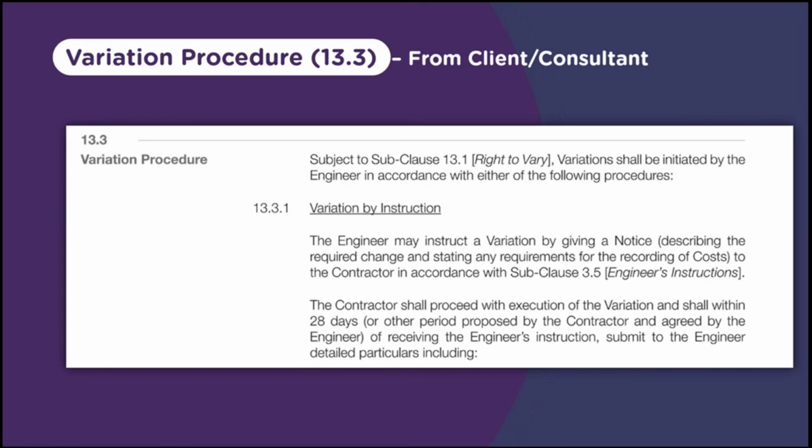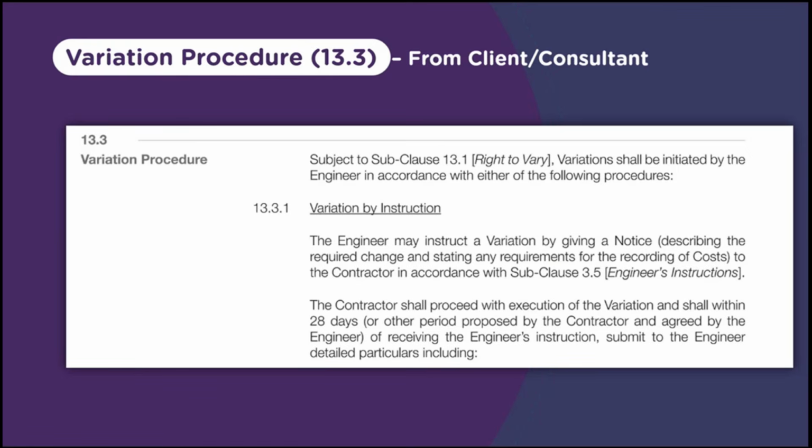That is the first method, where you will directly tell him to go for the work and to submit the cost proposal for that. So the contractor shall proceed, if he can do the work and it is not falling under any of the scenarios explained previously in which he can object. He shall proceed with the execution of the variation and shall, within 28 days or any other period proposed by the contractor and agreed by the engineer, after receiving the instruction, submit to the engineer detailed particulars.